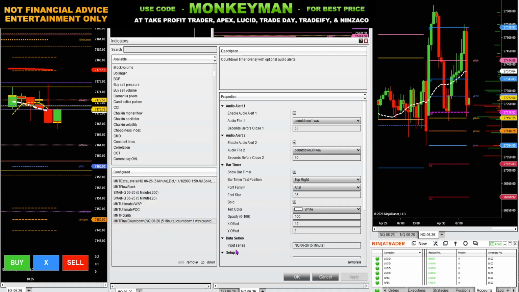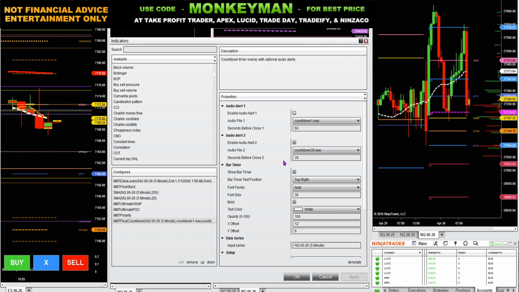Here's the MMT final countdown. You'll see I have an audio alert enabled. It gives me this custom audio alert that I made 30 seconds before the 5 minute candle closes. This has been an absolute game changer. It's helped me pay attention to the 5 minute chart and helped me with quite a few trades just in the past 2 weeks that I've been using it.